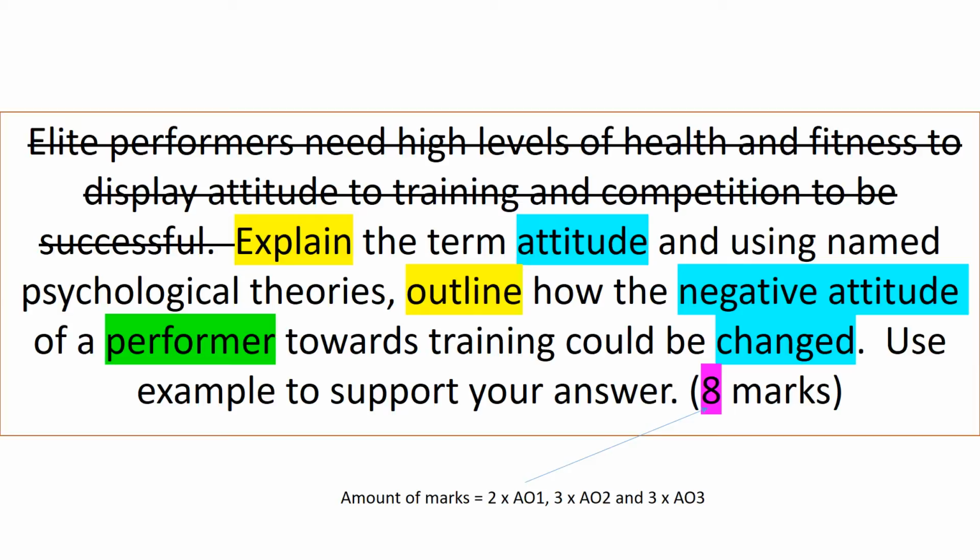Now let's look back at the question. We've got rid of lots of text there, and if we were only going to use the highlighted words, we would still understand what the question is asking us to do. Explain attitude, outline negative attitude of a performer could be changed. So even though we got rid of lots of the other text that makes up that particular question and only use our highlighted keywords, it shows that we can now be a bit more focused with our answer. Press Next for your next set of instructions.